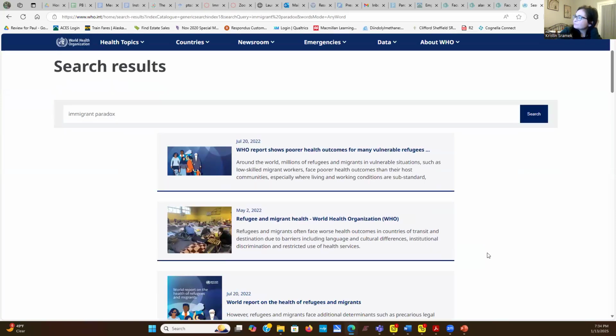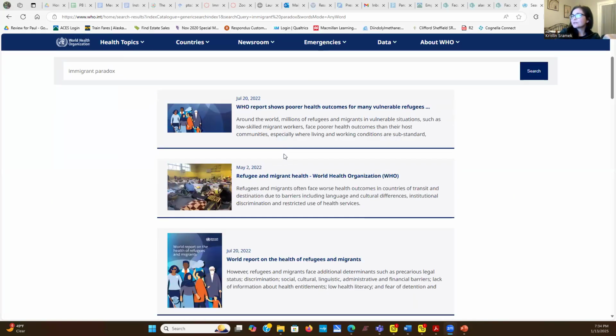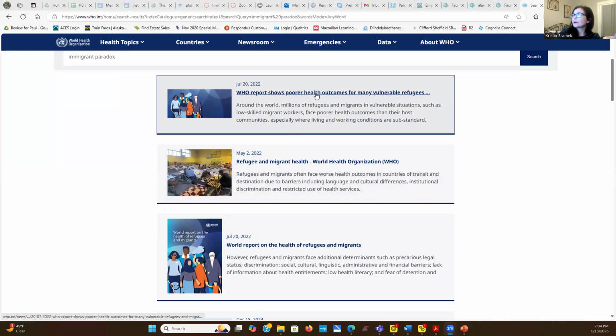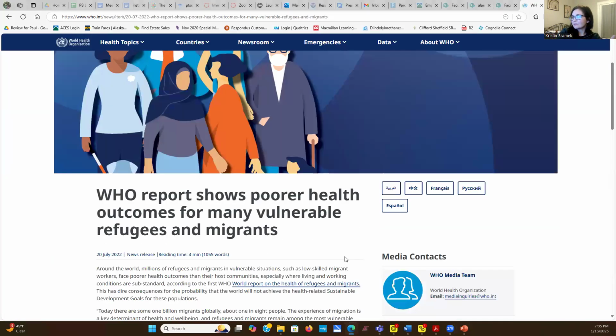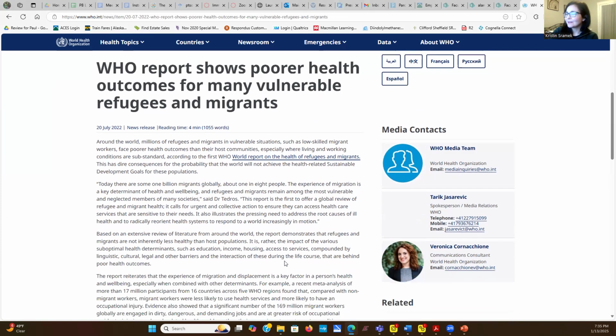Okay. So this is kind of good. I like this because this is counterintuitive. And I love it whenever things contradict each other. I know that maybe you won't like that, but the reason why I like it is because it shows that there's complexity and that things aren't so simple. So this is from the World Health Organization, and this is talking about the poorer health outcomes of vulnerable refugees. So this is interesting because this is a contradiction to what I just mentioned about the immigrant paradox.